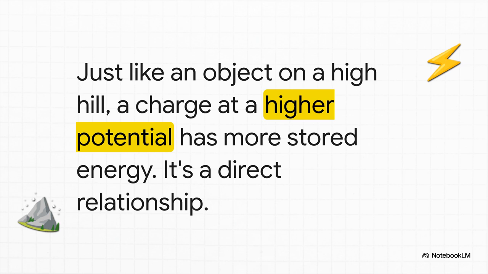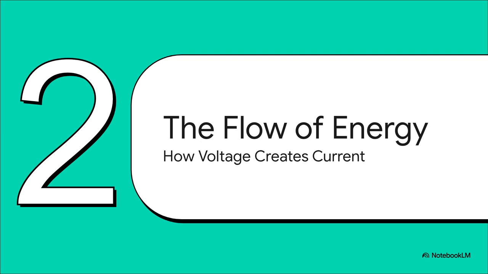A charged particle at a spot with high potential is like a drop of water at the very top of a huge waterfall. It's not moving yet, but it is just loaded with the potential to create a massive flow. But here's where it gets really interesting. A ball just sitting at the top of a hill, well, it doesn't do much on its own, does it? The action, the exciting part, happens when it starts to roll. In our electrical world, that rolling is what we call current, and it's all about the difference in height. Let's see how that works.